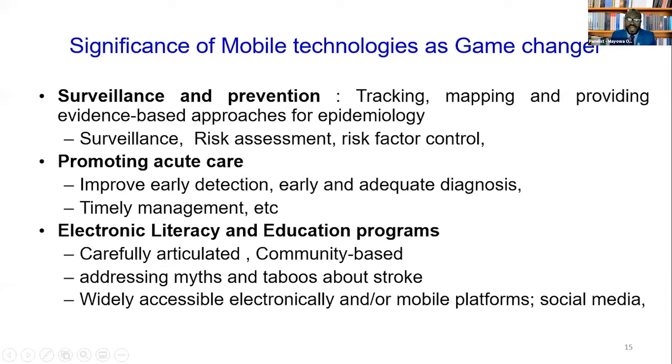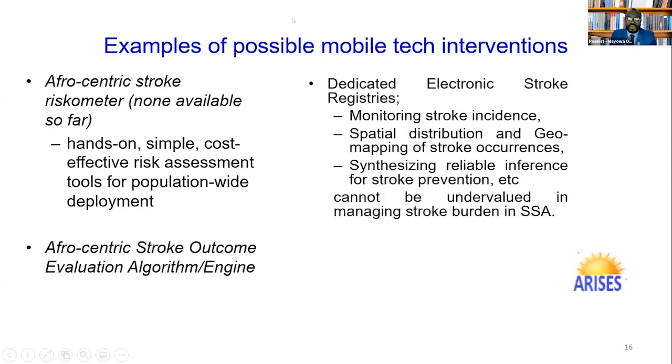Well, to be able to come up with these mobile technologies, we need data science to determine the causes as well as the pathogenesis, and of course the trend and the information that can then be used to develop interventions that can be deployed through mobile technologies. Examples of such mobile technology interventions that we may consider and in the works include the Afrocentric stroke riskometer, by which an individual may be able to quantify and track his own risk of developing stroke. And this could help in motivation as well as lifestyle change to help to bring down the burden.